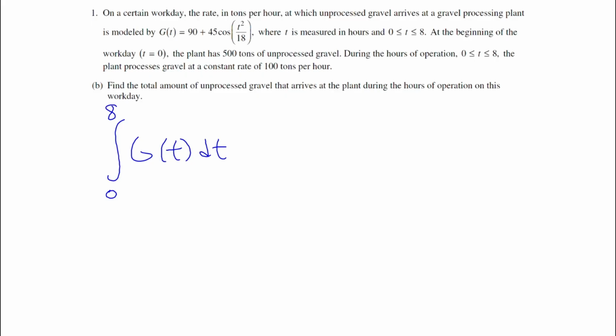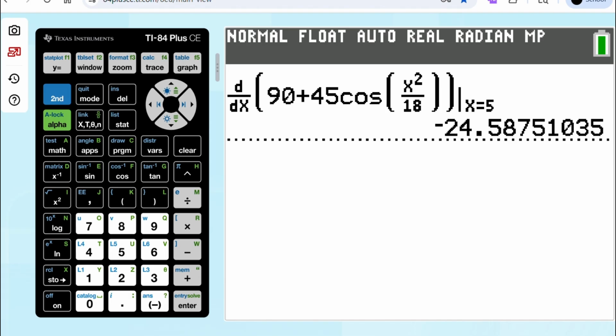And be careful not to add any initial conditions here or worry about the rate it's being processed. It just wants to know how much arrives during that time period. Not how much was already there, not how much is processed, just how much arrives. So that's just the integral from 0 to 8 of g of t dt. They give you 1 point already just for writing that. And then they'll give you your second point here for the value, which we'll just find on our calculator.